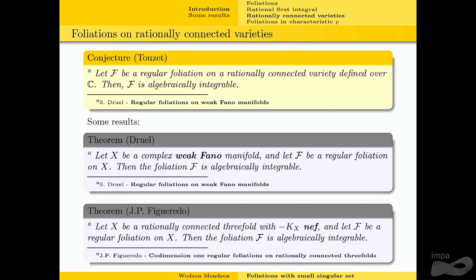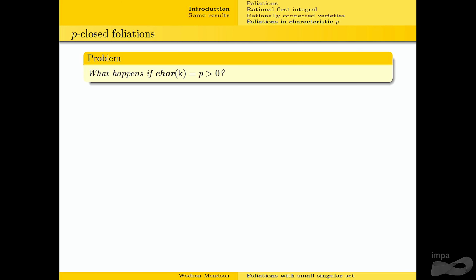You take a regular foliation on X, then the foliation is algebraically integrable. And we can ask what happens when the characteristic is p. The problem is algebraic, so you can ask it over any field.